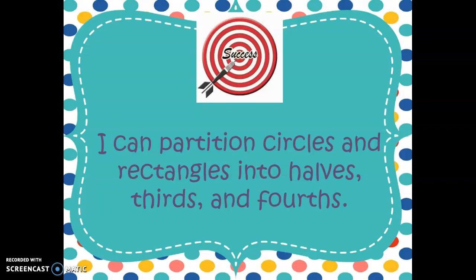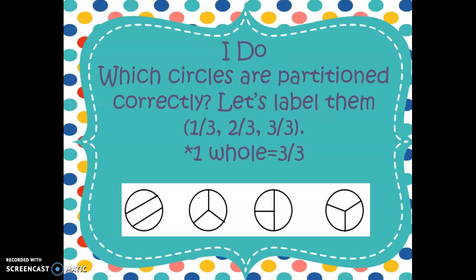Alright, here's our learning target for today. I can partition circles and rectangles into halves, thirds, and fourths. Let's look at our I do. Which circles are partitioned correctly? Remember, it's not a fraction if it's not partitioned correctly. It has to be equal. That's our main goal. Let's label them to see.